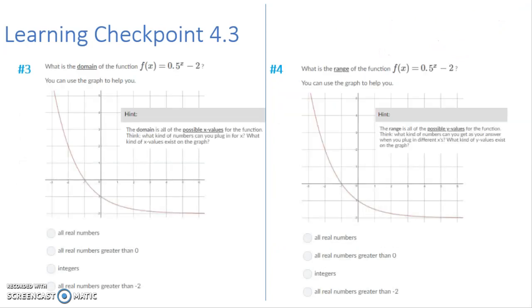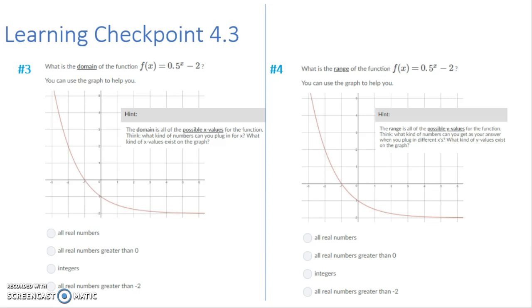Number 3 and 4 are about the domain and the range of the function. So this is the same function that you were given in number 1 and number 2. This time you just see the graph or the picture that's represented by those values. The graph will help you find the domain, and your hint says the domain is all of the possible x values for the function. So think, what kind of numbers can you plug in for x? What kind of x values do you have that exist on your graph?